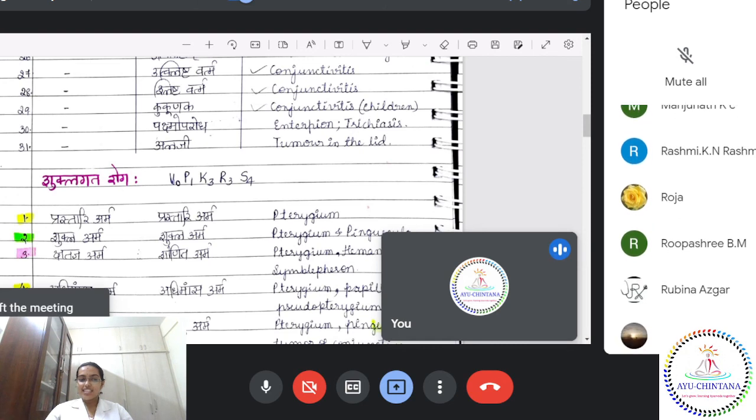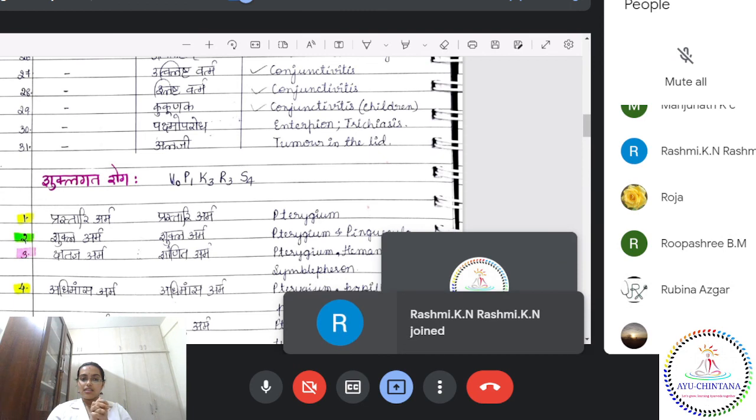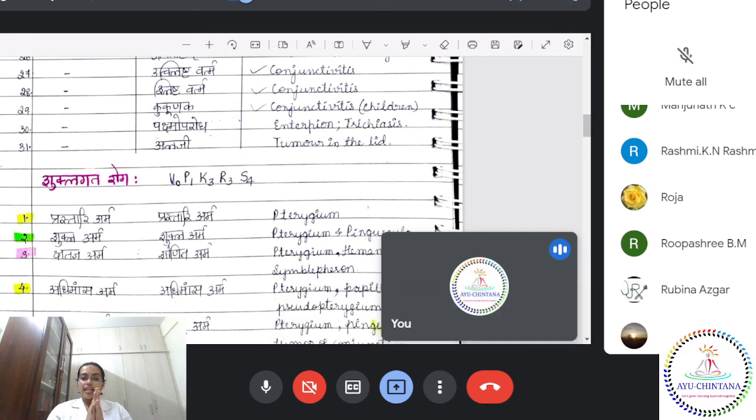Okay. So, Rashmi KN left the meeting. Okay. Rupashri? Yes, ma'am. Okay, so how many Krishnagata Rogas are there? 4, ma'am. Okay. Then Sira Jala and Sira Pidaka are related to? Shuklagata, ma'am. Okay. Then how many Sadhya Rogas are there? Ma'am, 52 Sadhya Rogas.